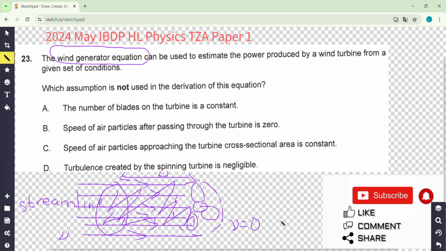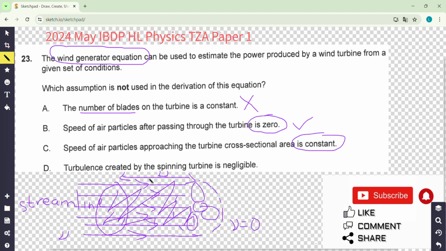So look at ABCD. Option A, the number of blades. It doesn't matter, right? It can be 3 blades, 4 blades, 5 blades, any number, so it doesn't matter. Option B, the speed of air particles after passing through the turbine is 0. Yes, you need to use up all the energy.